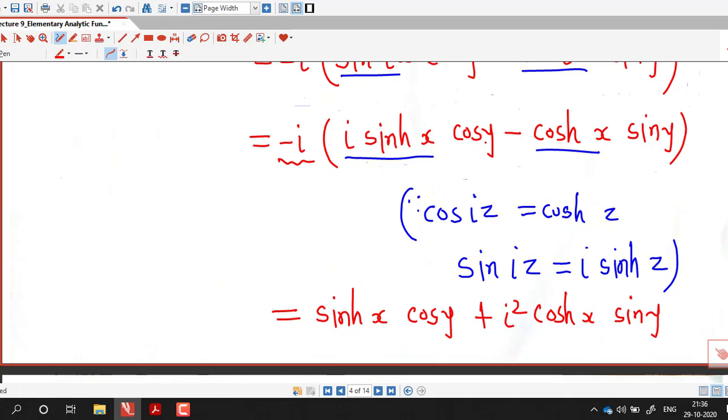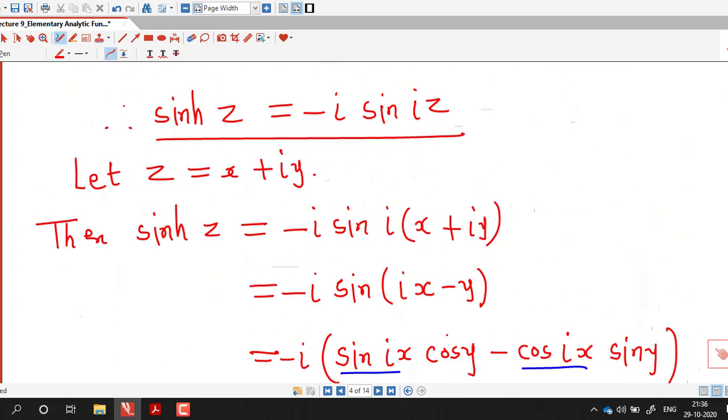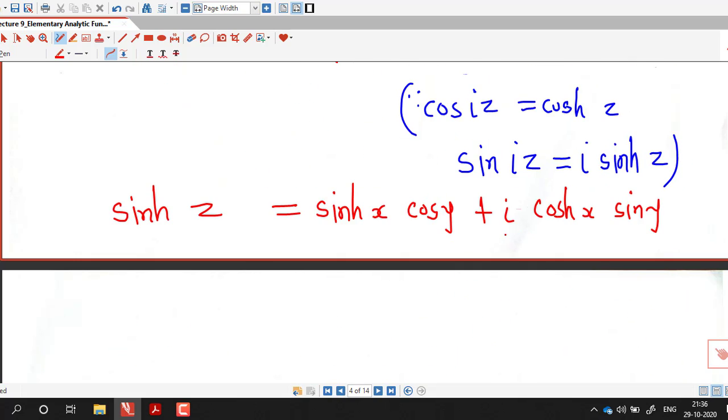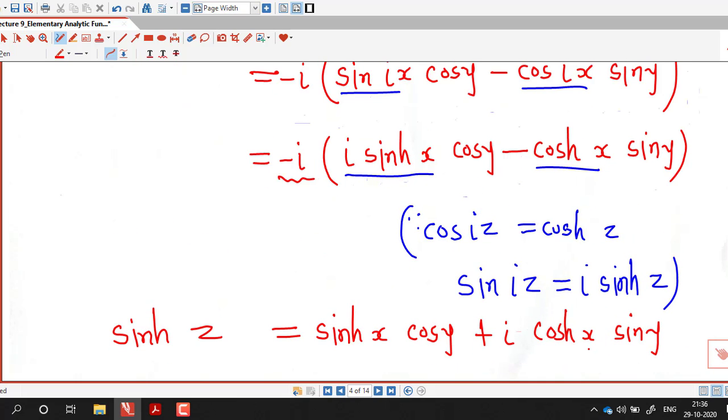Okay, so there is no i here, it is a minus sign, and here a minus sign, so minus minus plus, so we will have only i here. Okay, minus i into minus 1, that is i. So you can see we are able to prove that sin hyperbolic z is nothing but sin hyperbolic x cos y plus i times cos hyperbolic x sin y. Okay, we are able to prove this. Sin hyperbolic z is sin hyperbolic x cos y plus i times cos hyperbolic x sin y.